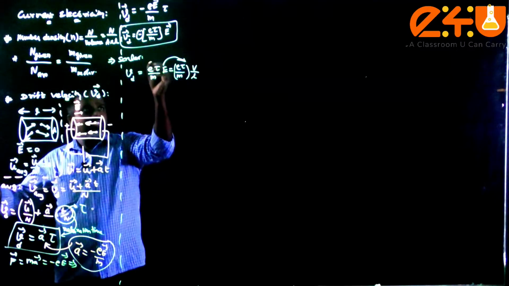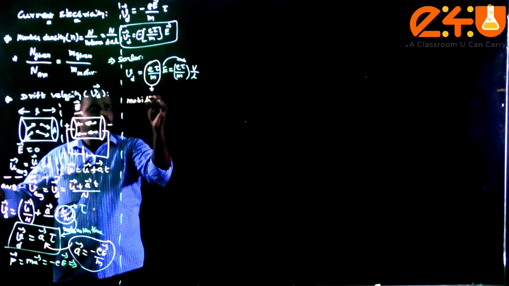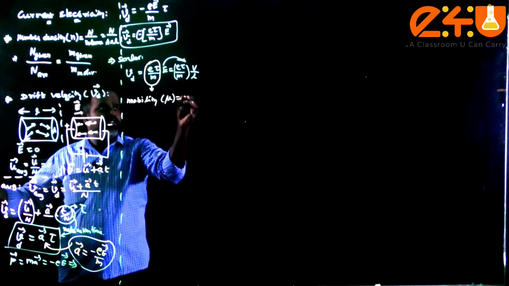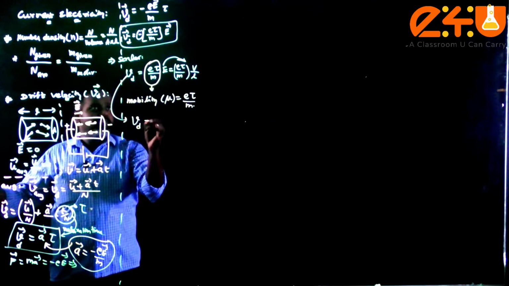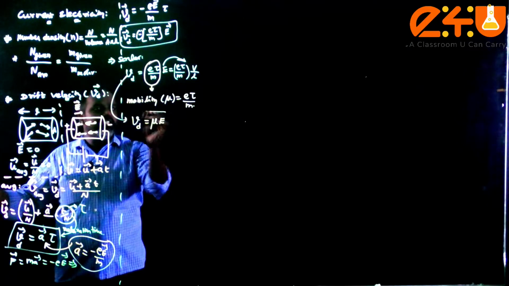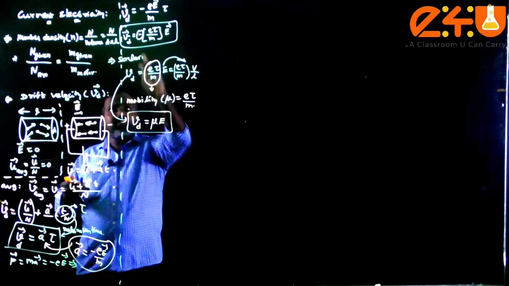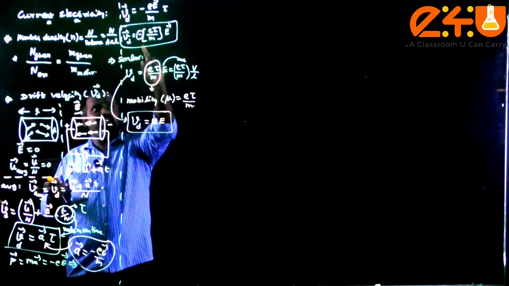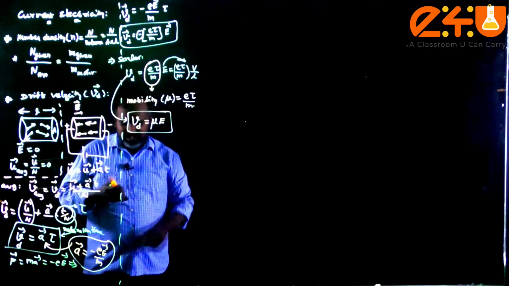Now there is a constant, and this constant is called mobility. Mobility, mu, equals e tau by m. Therefore I can write that Vd equals mu into E. So there are two expressions, one in scalar form and another in vector form, where mu is called the mobility of the electron.